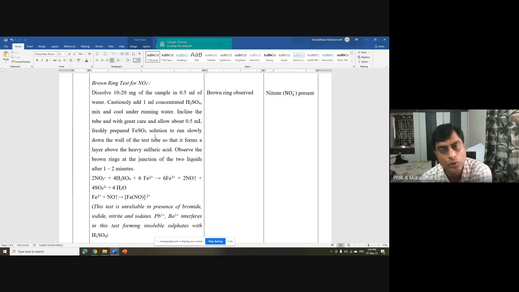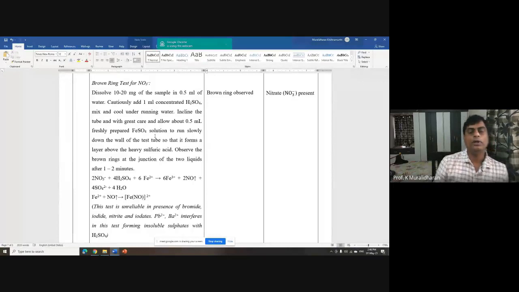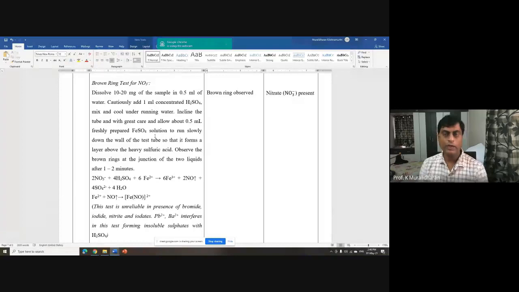So you will be doing that sodium carbonate extract. Sometimes to avoid this, you can quickly do a little bit of sodium carbonate extract and then do this reaction one more time, because lead will already be precipitated as lead carbonate. Only the chloride and nitrate will be present in solution here. That way also you can reconfirm.